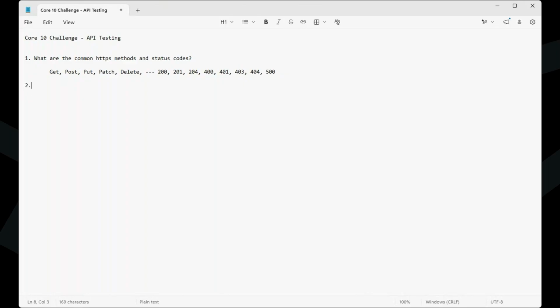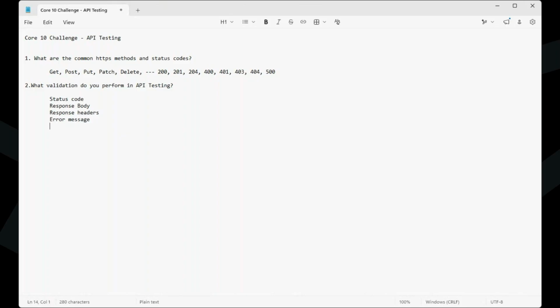Number two, the following question the interviewer may ask you: what validation do you perform in API testing? What are the checks you do? You can check the status code. What else? You can check the response body. Headers, response headers, and you can check the error message.